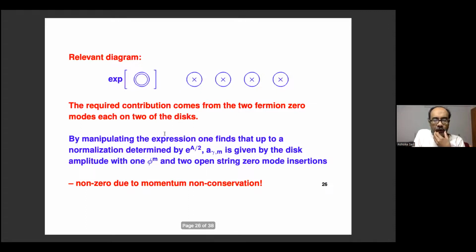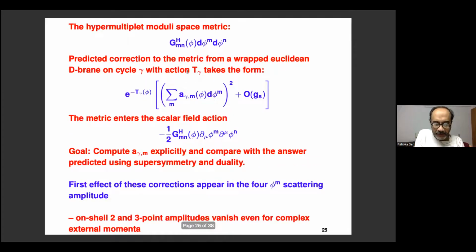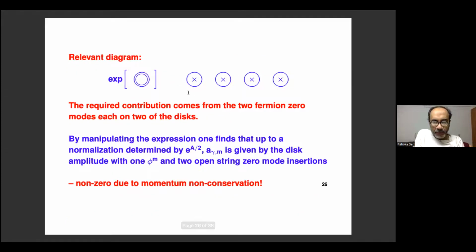So this is the relevant diagram that you have to compute: the exponential of the annulus and then the 4 disks, with 4 of the scalar vertex operators inserted at the centers. And recall that you have the 4 fermion zero modes that you have to insert. It turns out that the relevant contribution, the 2-derivative corrections to the amplitude, comes from inserting 2 zero modes on one of the disks and 2 zero modes on the other disk, and having no zero mode insertions here. That's the way the 4 zero modes have to be distributed.